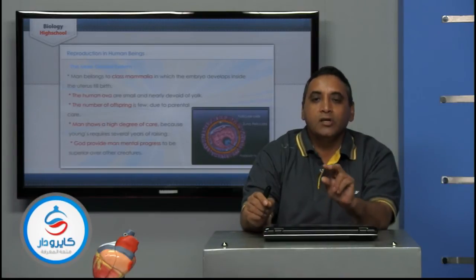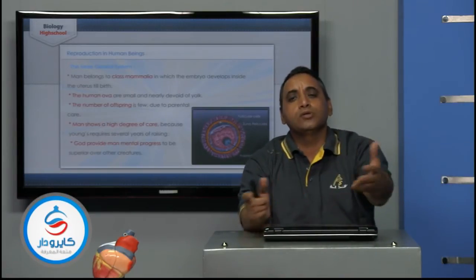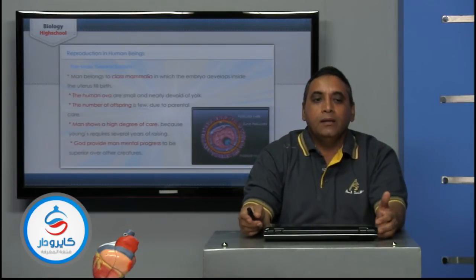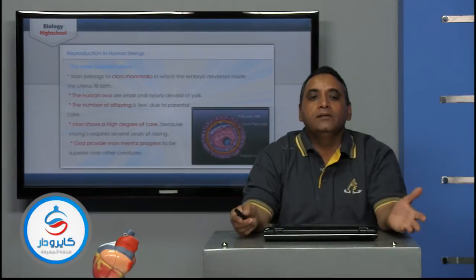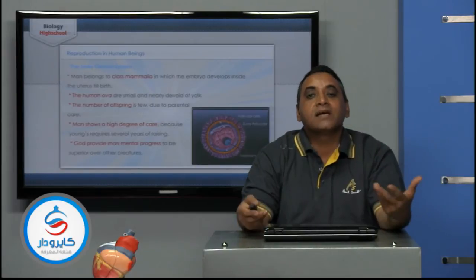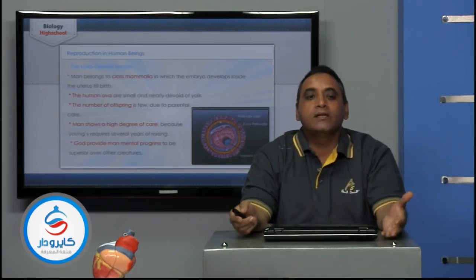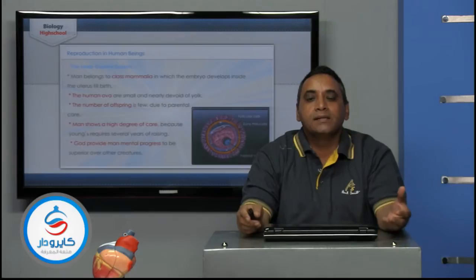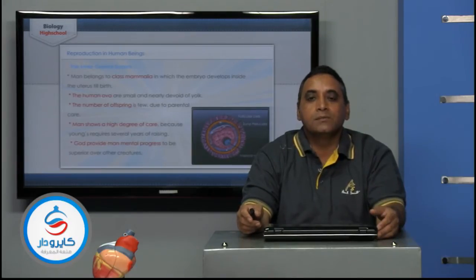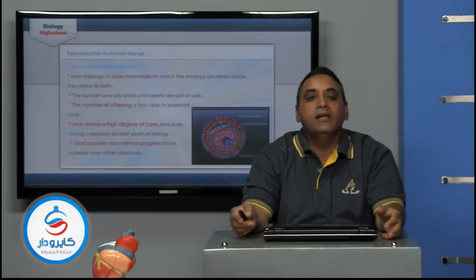It doesn't need to have yolk, which is the egg yolk, because it doesn't need to store food; it takes food from the mother directly. The human shows a high degree of care, so parental care in human beings acts as a factor that affects the capacity of reproduction, so the rate of reproduction in human beings is lower than that of many other living organisms.